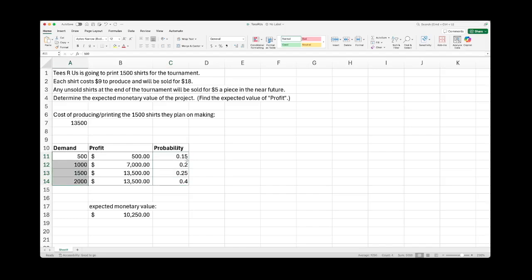And so that tells us if we were to make shirts for tournaments like this, where the probabilities for these demands were what we had here, if we did this a whole bunch of times, on average, we would expect to make about $10,250, which is great. But that doesn't necessarily mean that any one time of doing this, this is the amount that we would make. It means if I did this a whole bunch of times, so if I'm this company that prints shirts for tournaments like this, then this is how much I would expect to make on average in the long run.